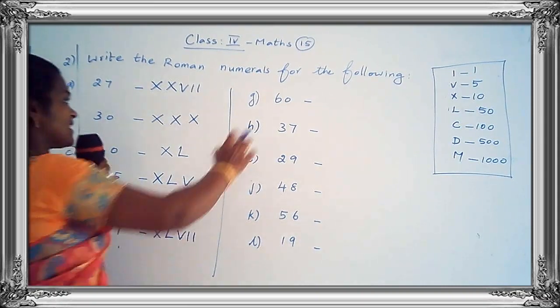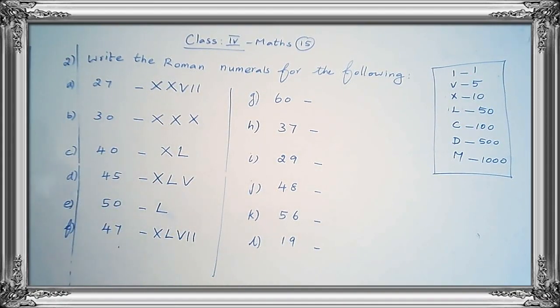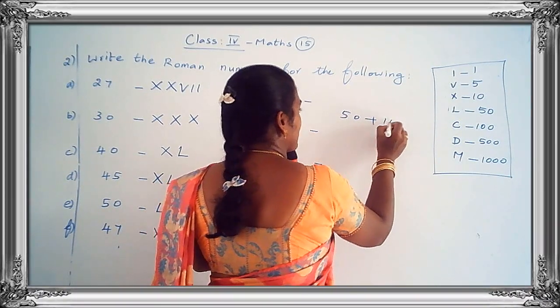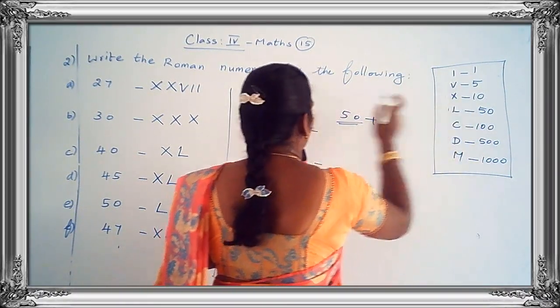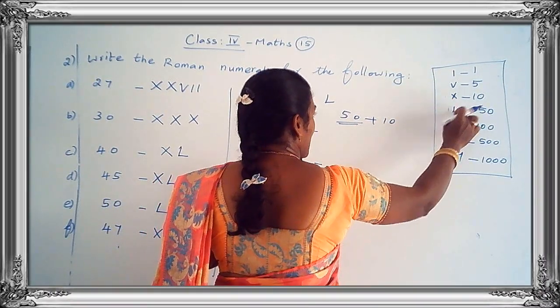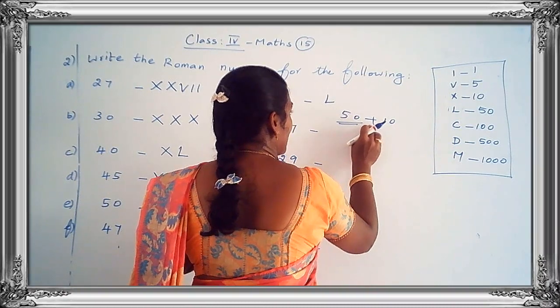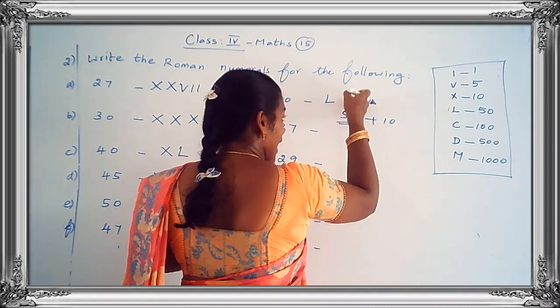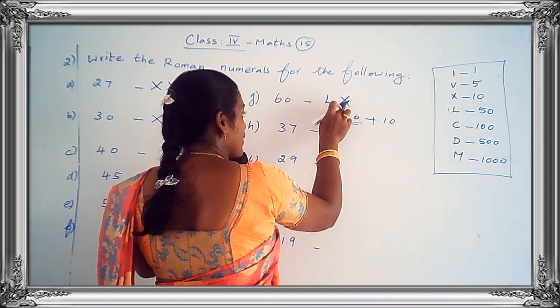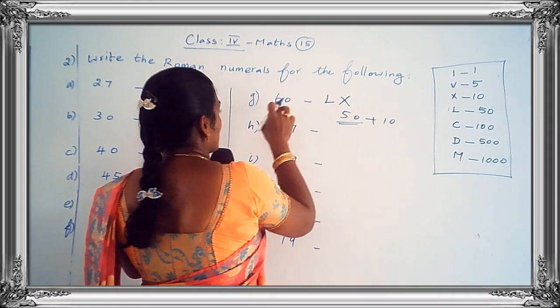Next you come to 60. 60 can be written as 50 plus 10. Yes or no? How can we write 60? As 50 plus 10. So here 50 means L, and 10 means X. Here they are added, so X is written after the large number. So that's why LX. L means 50, X means 10, so 50 plus 10 is equal to 60.